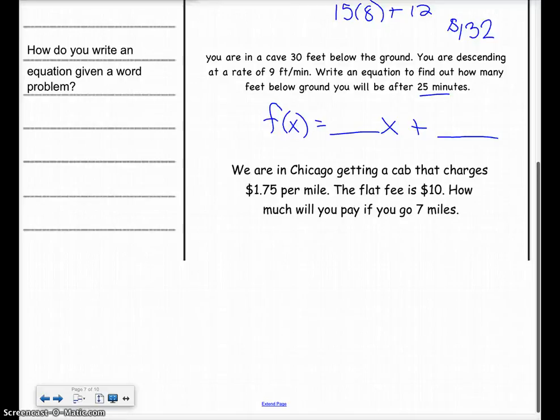It says you're descending. Does descending mean you're going up or going down? Down. So my rate is minus 9. Plus my initial amount. Where did I start? 30 feet below. Below means negative, so this would be a negative 30. That's my equation. My function of x is equal to negative 9x plus a negative 30.